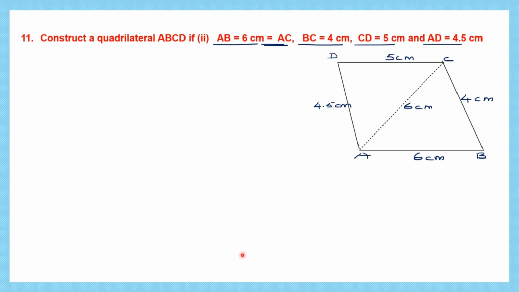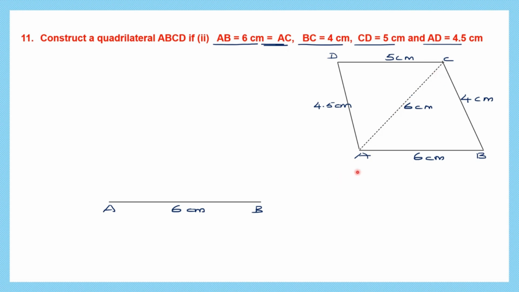Based on this, we're going to draw our final quadrilateral. The first thing is we're going to draw the base. AB is 6 centimeters. So let's draw that. So we have a line drawn here. This is 6 centimeters. Measure it with your ruler. So this is AB 6 centimeters. Then the next thing is AC. Now this is also equal to 6 centimeters. So AC is here. We're going to draw this diagonal.